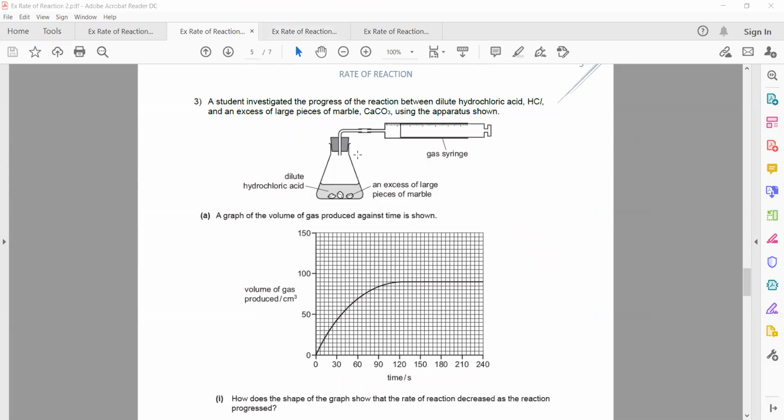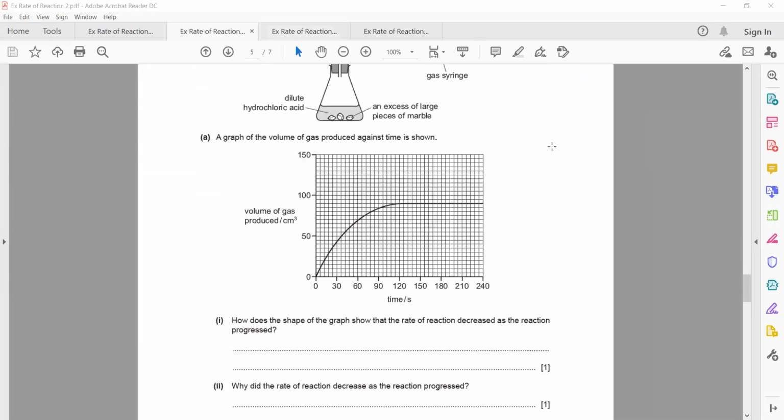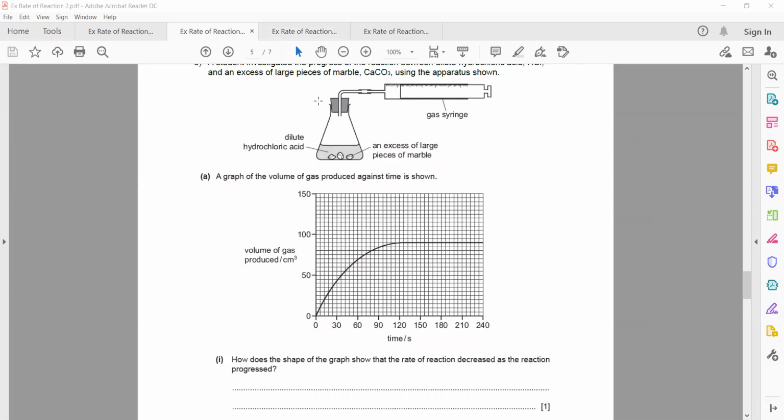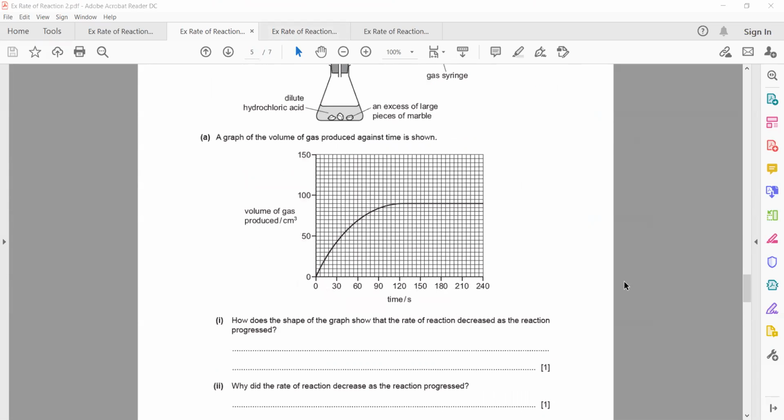A student investigates the progress of a reaction between hydrochloric acid and calcium carbonate, or limestone. The graph shows an excess of, so we use more than enough calcium carbonate. How does the shape of the graph show that the rate of reaction decreases as the reaction progresses? As we know, the slope or gradient is equal to the rate, the speed of the reaction.